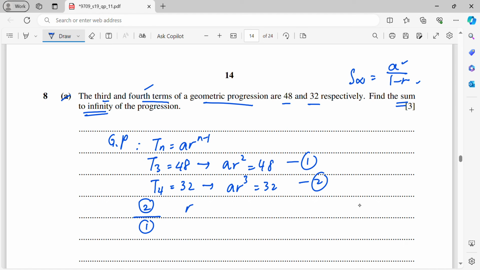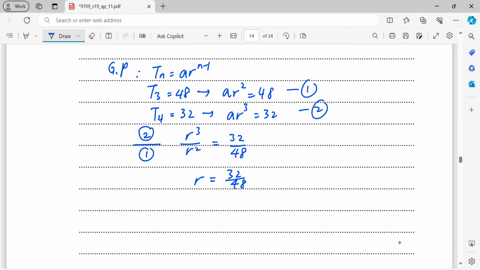I will be getting R cubed over R squared, because the A will be cancelled off, equals 32 over 48. Now for the left hand side, R cubed over R squared is basically R. That is 32 over 48. And now you can simplify this into 2 over 3. Okay, and now since you have found the R, to get the A, you can just substitute into the first or second equation. I will refer to the first equation.